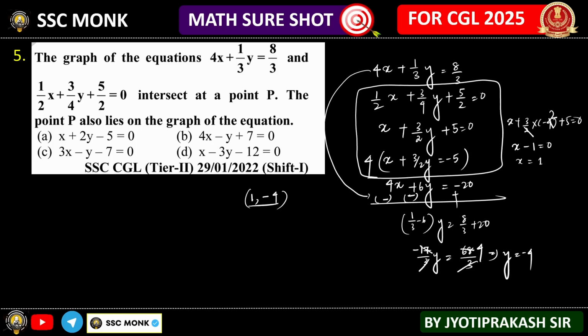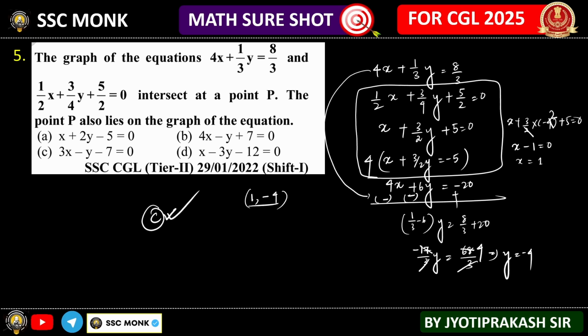If I take x plus 2y, it won't work because x is equal to 1. 2y means 2 minus 4 minus 8, minus 8 minus 5 minus 13 plus 1 minus 12. Not possible. 4x, 4 into 1, 4 minus 4, 0. 7 will be there, so not possible. Here 3 into 1, 3 minus y, so minus minus plus 4. 3 plus 4, 7. 7 minus 7 is equal to 0. So C is the right option.